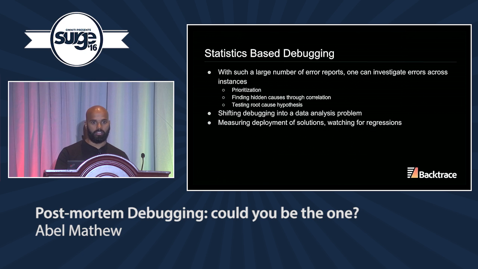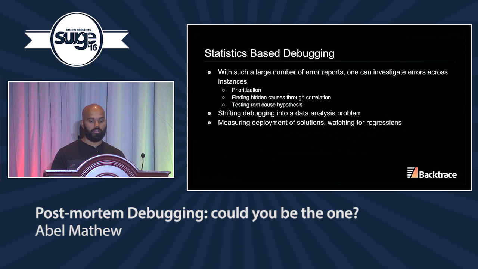The third goal was statistics-based debugging. With such a large number of error reports, you can actually do data analysis across this data set. So they did this to do prioritization, finding hidden causes through correlation. Imagine the ability to say, is this crash in Windows actually, most of the time, from a third-party device? Or, for a little more context, let's say an HTTP request comes in: is it always of this type before you see this error?